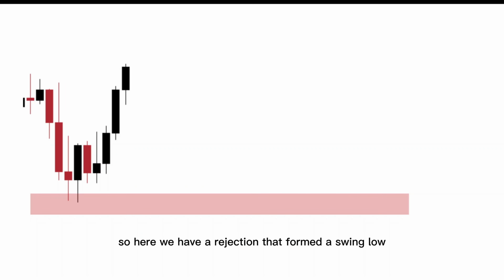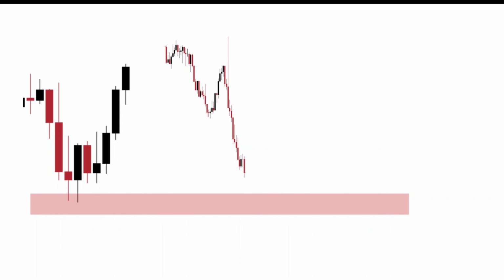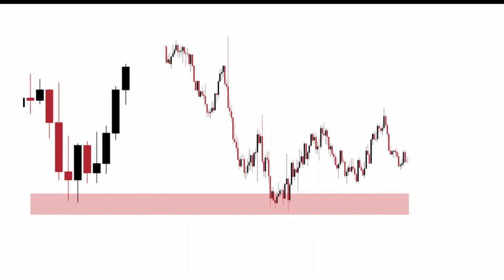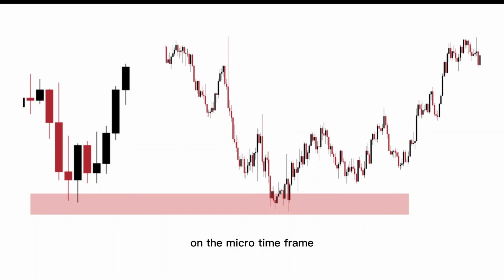So here we have a rejection that formed a swing low. So this is on the macro time frame, which is the higher time frames. So look at this reaction on the micro, which is the lower time frames. On the micro time frame, you start seeing details. You start seeing the profile shifts. And that's what we mean by fractal. What occurs on the higher time frame occurs on the lower time frame, and vice versa. And what you need to notice is price shifting profiles.